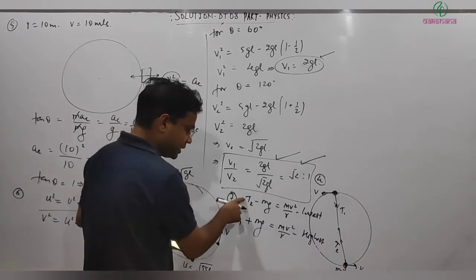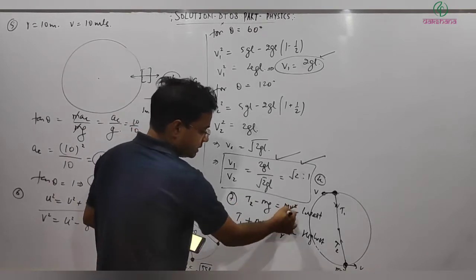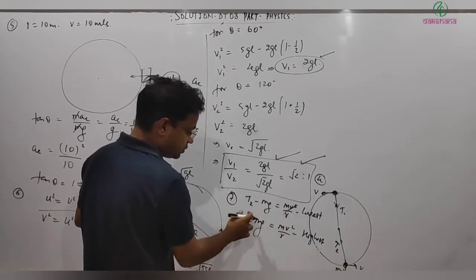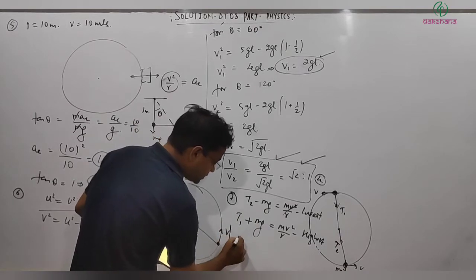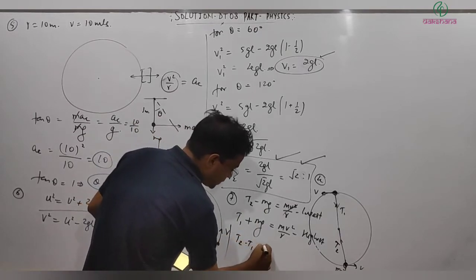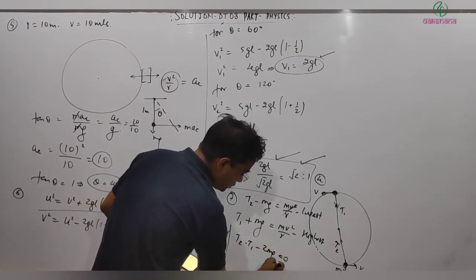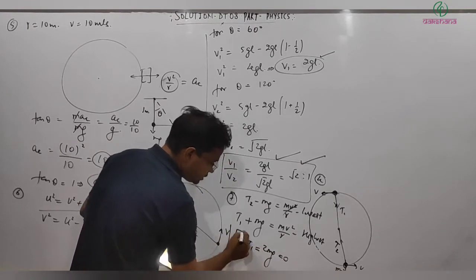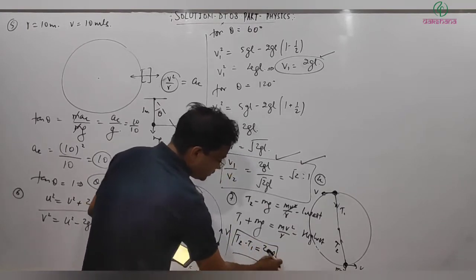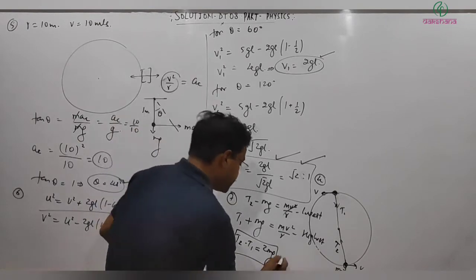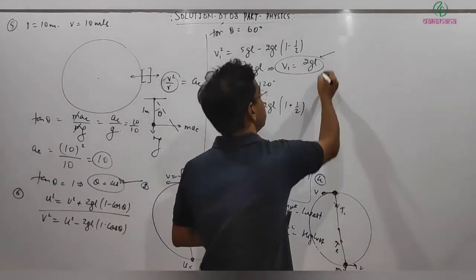So now what I can do, I can subtract one equation from the other, the mv square by r will simply cancel out, and this implies T1 minus T2 minus 2mg equal to 0. This implies T1 minus T2 is equal to 2mg. So that matches with option number 3. Next question number 8.